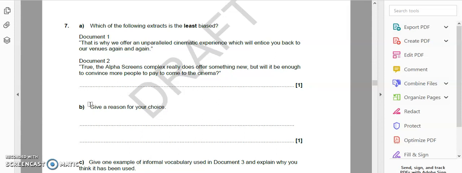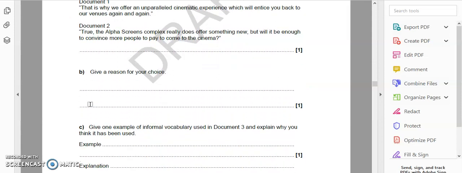Okay, so there are several reasons. Firstly, document 1 is written very persuasively and contains a lot of persuasive text. Document 2 gives you both sides of things, so it's saying that the new complex is very good, but it's also saying it might not be enough to convince more people to pay to come to see the cinema. So it's sort of giving both sides of the story there. So there are several reasons why you could say that document 2 is least biased here.